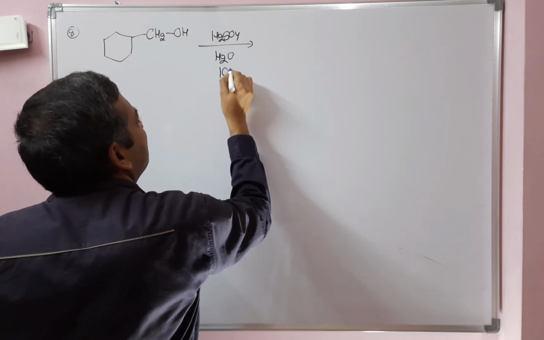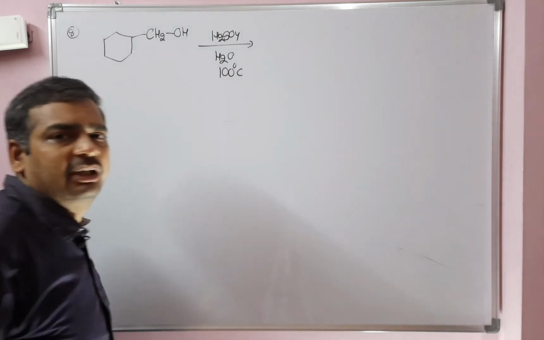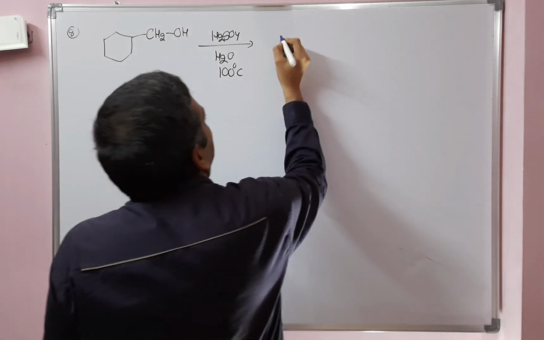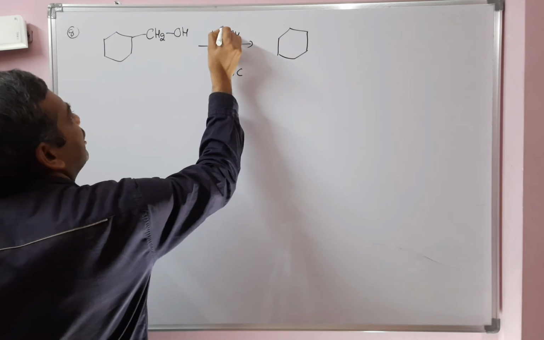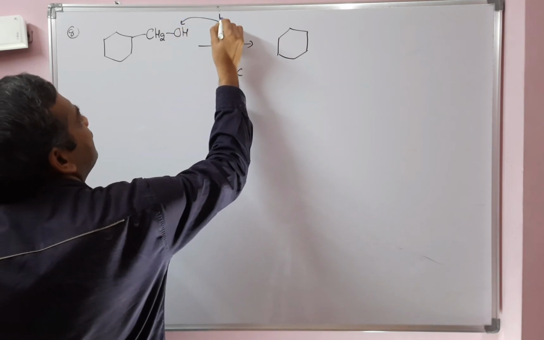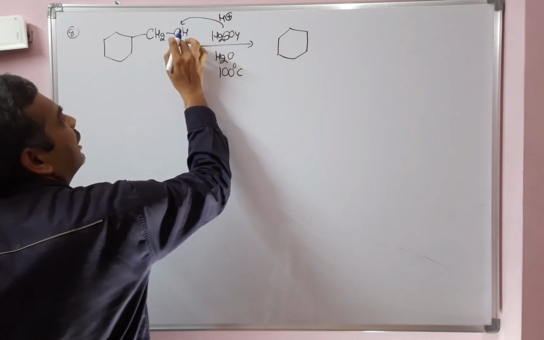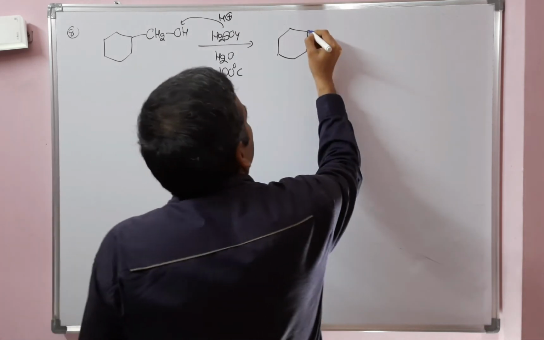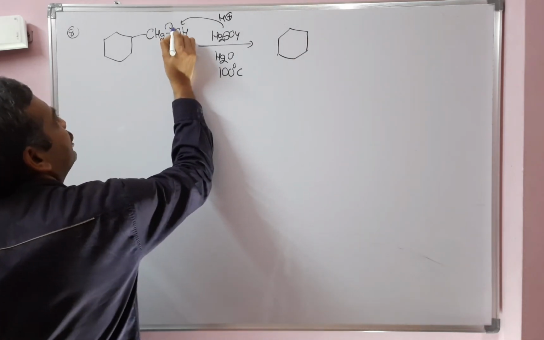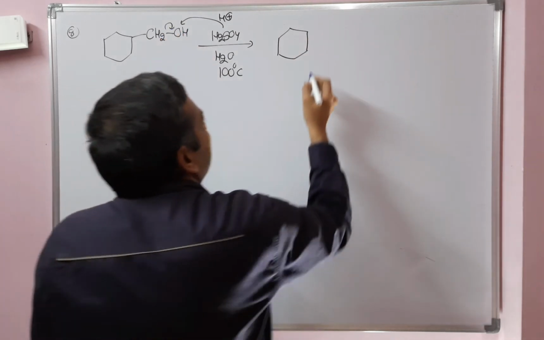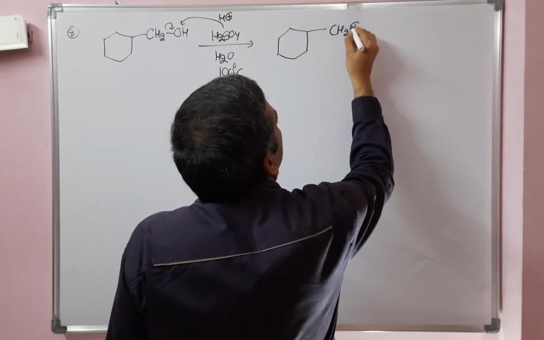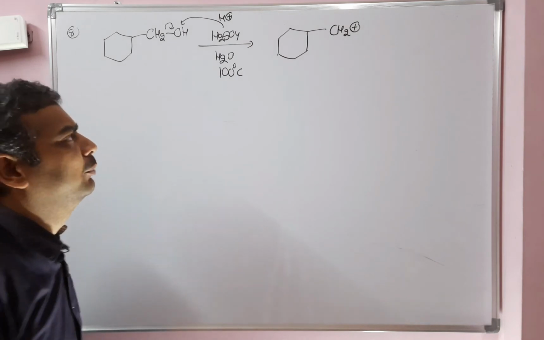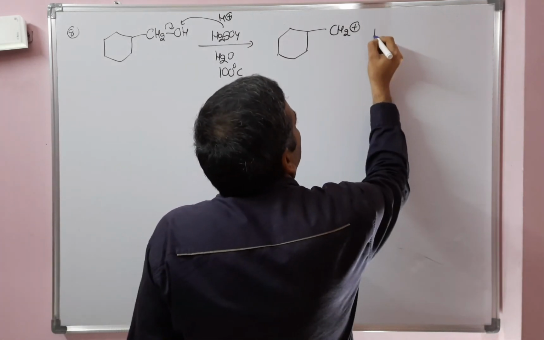Definitely temperature is required, otherwise elimination will not take place. See, what is happening in the first step? The H2SO4 will act as an acid, so H plus will attack here. OH2 plus gets converted, and then the water group will be eliminated to give a cyclohexyl CH2 carbocation. So this is the primary carbocation.